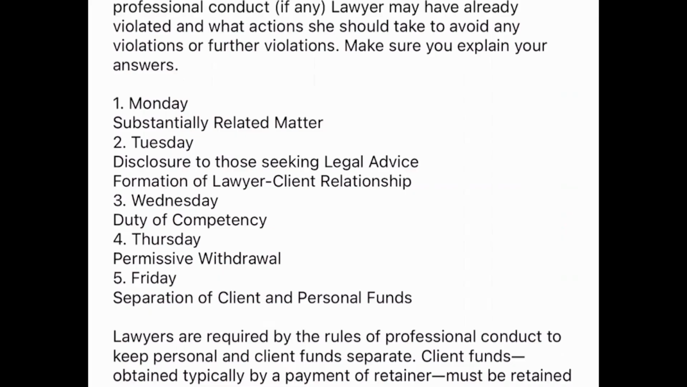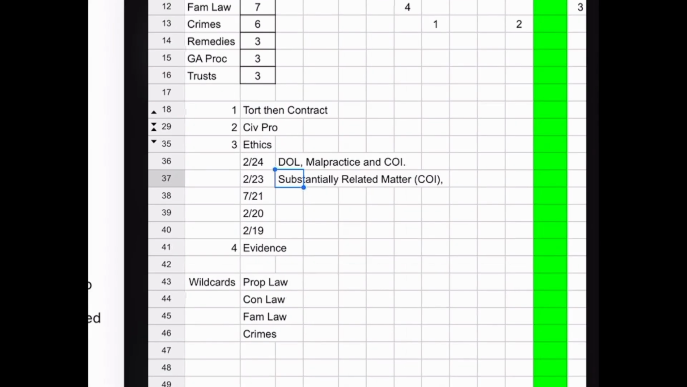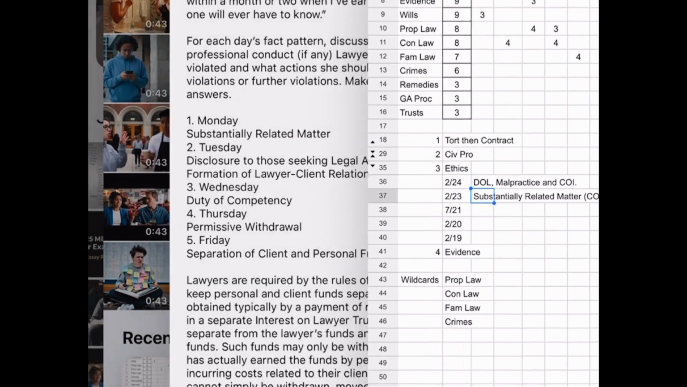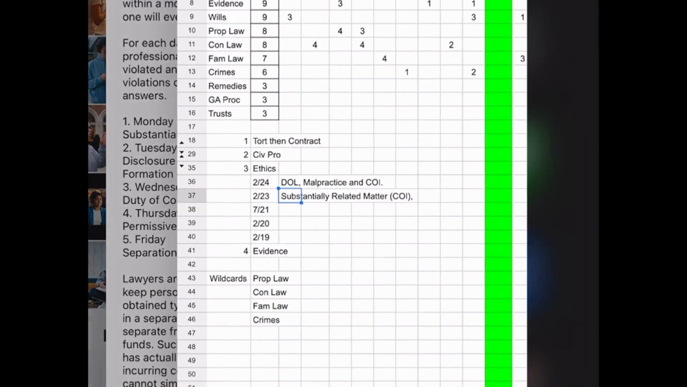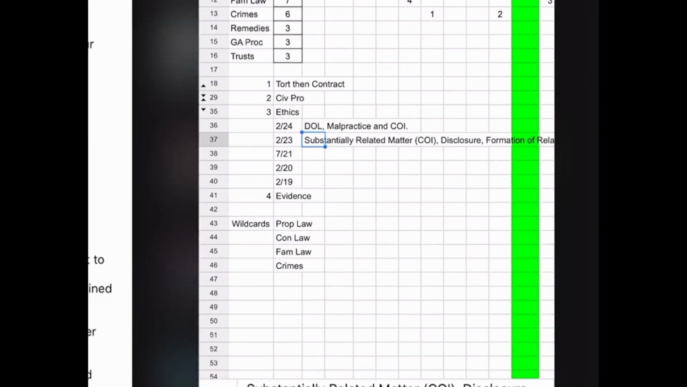Okay, so substantially related matter, formation of the relationship, competency, substantial. So that's a conflict of interest. Have you dealt with this before, or are you dealing with this now? If that's true, you can't take it because it's a conflict of interest. Okay, so disclosure, formation, disclosure to your client and others, formation of relationship, and I saw some other stuff here.